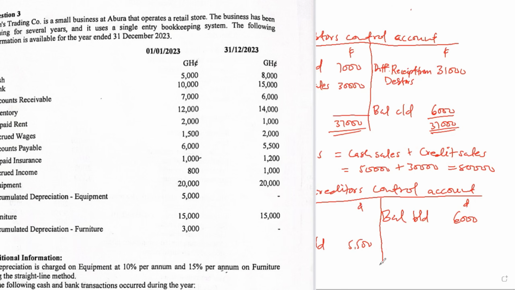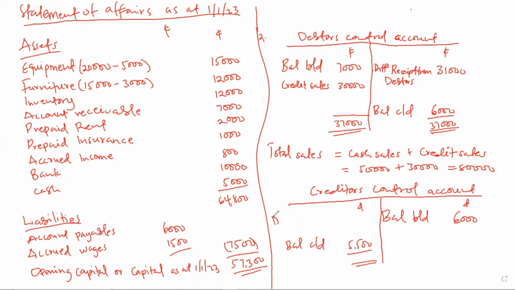So when you look at the question, there is no item that is supposed to be in the creditors control account. There is no return out or discount received and all those things. So if there's nothing like that, then you just balance it. So let's balance this account. When you balance this account, you realize the difference will come to the debit side. So that difference is what you see as payments to suppliers. That was payment to supplier, just like maybe cash or bank. That is 500. So the total is 6,000.